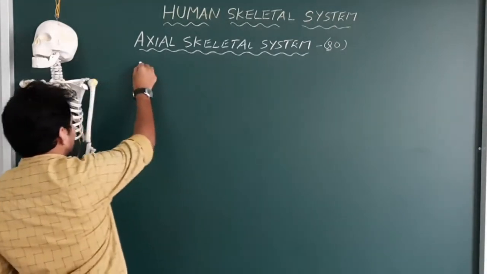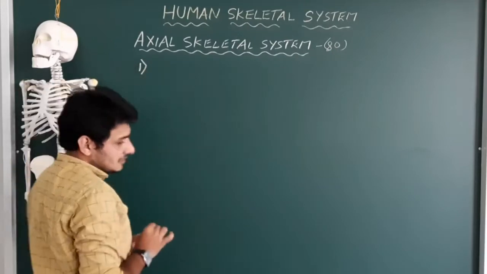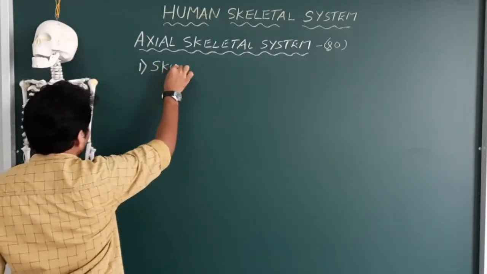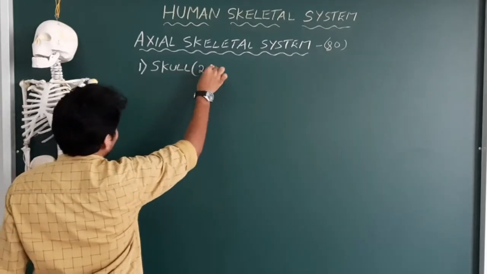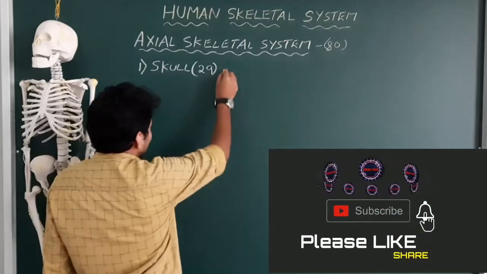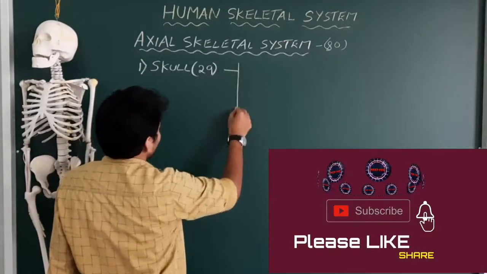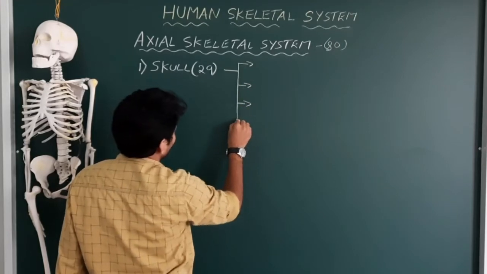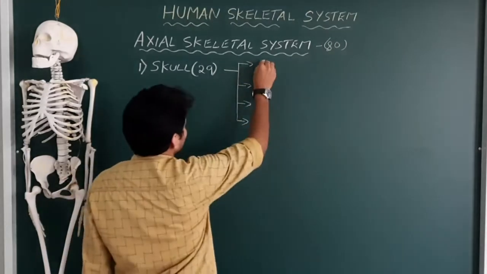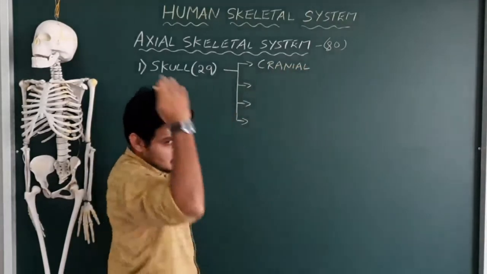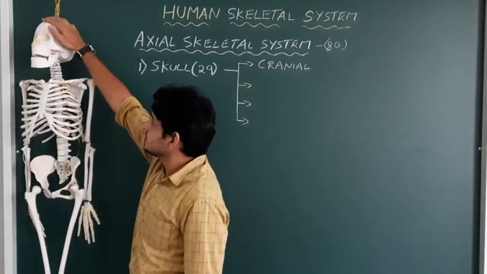So first let me write, the axial skeletal system is mainly composed of the skull, correct? So the skull is there. How many bones are there in the skull? 29 bones. Yes, okay. The skull is again classified into four different parts. We can divide the parts into four. The first part is the brain box, which is also called the cranium. Brain box.